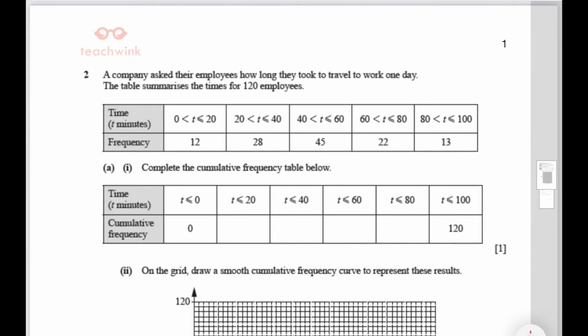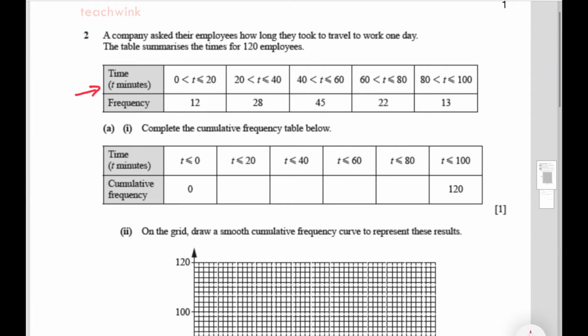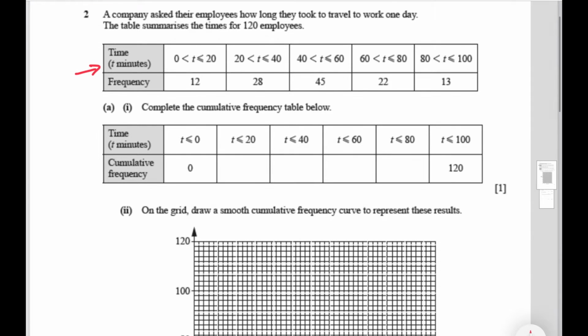So let's start. The question says, a company asked their employees how long they took to travel to work one day. The table summarizes the times for 120 employees. They've given us a table with time and frequency here. Part A1 says, complete the cumulative frequency table below. We need to complete this table by tallying it with the first table at the start.